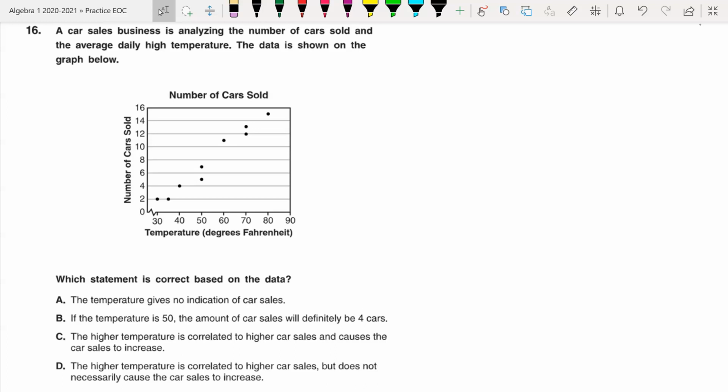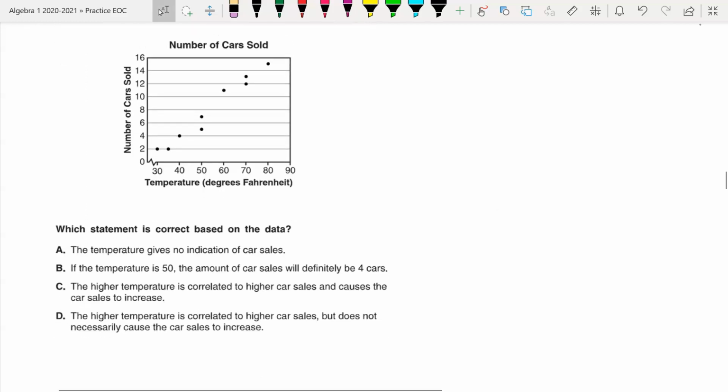See, it says the higher the temperature is correlated to higher car sales and causes the car sales to increase. Well, correlation is correct, but that doesn't necessarily mean it's going to cause the car sales to increase. So our answer is going to be D, because yes, it's going up, but that doesn't mean car sales increase every single time. Because if you notice at like 50, it doesn't increase. One's lower than the other one, so it's pretty close to the 4 from the day before. You look at 30 and 35, they sold the same number. So it doesn't mean it always increases as the temperature goes up, but they are correlated.